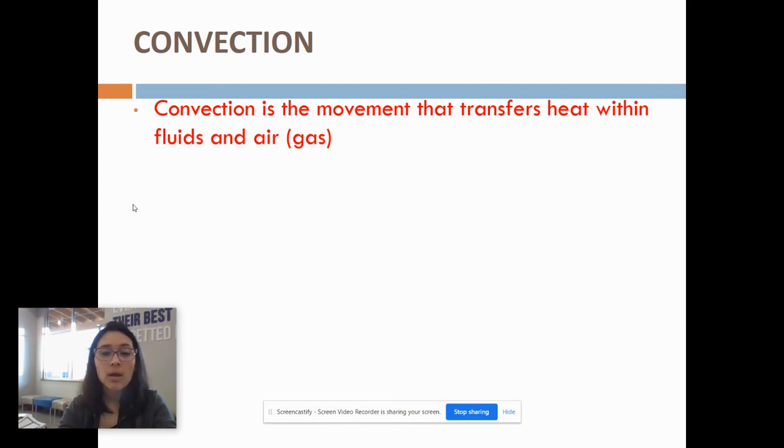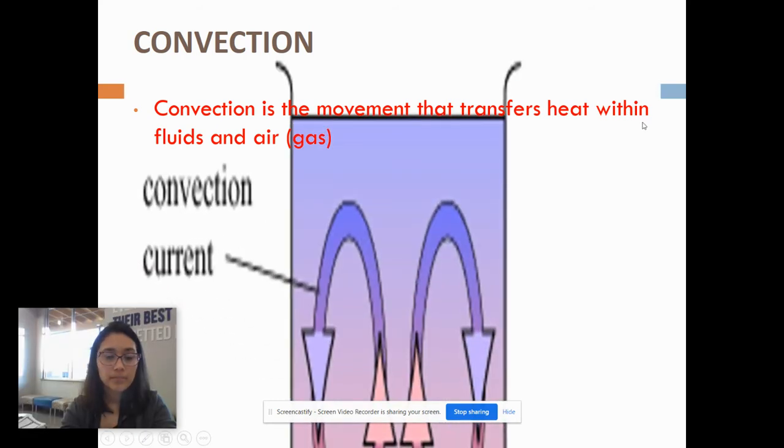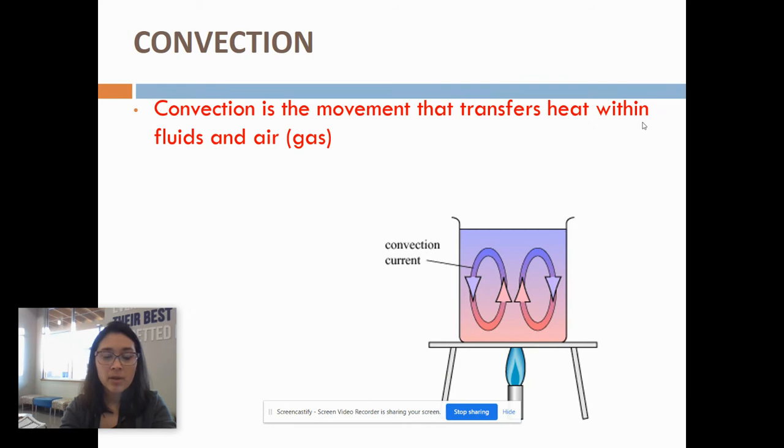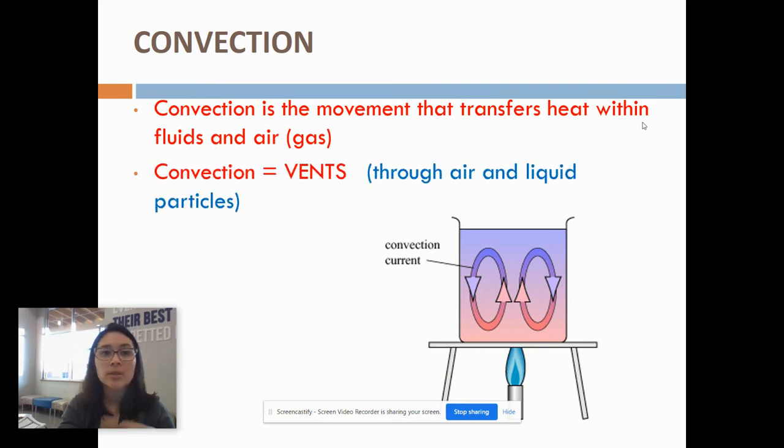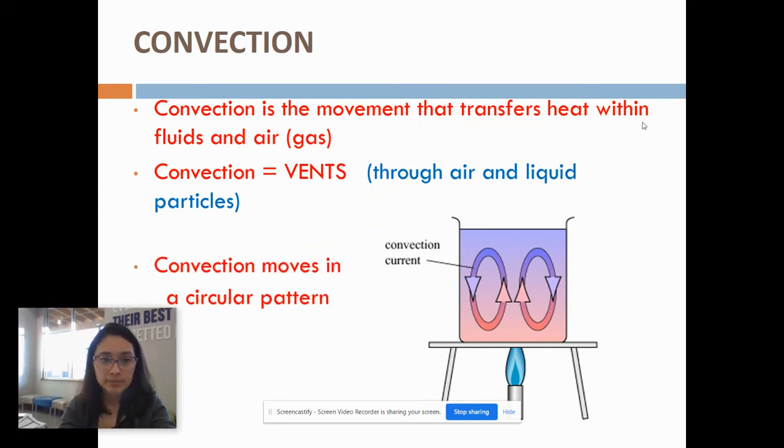And these usually happen in what's called convection currents. And convection is equal to vents through liquid and air particles. So go ahead and write what's in red. Convection usually occurs in a circular pattern.